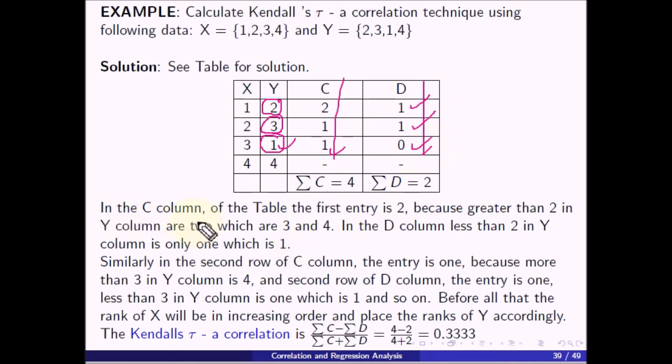So in the C column of the table, the first entry is 2 because the values greater than 2 in the Y column are 3 and 4. In the D column, less than 2 in the Y column is only 1. So in this table we have explained how to get C and D. We have got the C value and the D value, the summation of C and summation of D, and you just put the values into the formula.